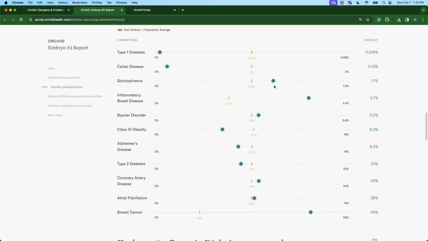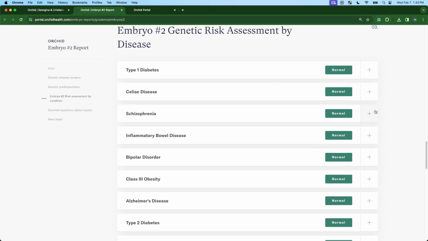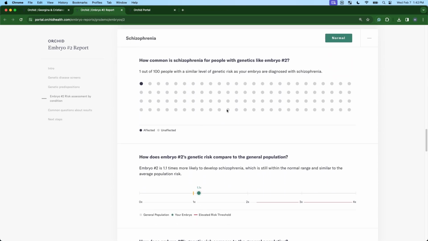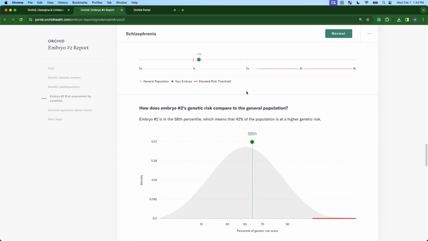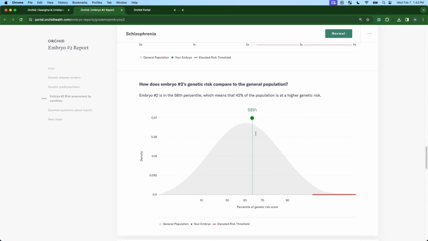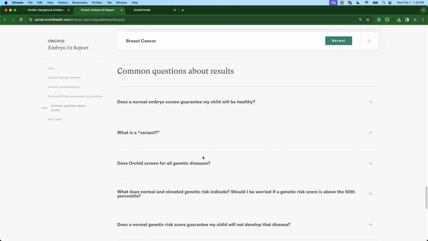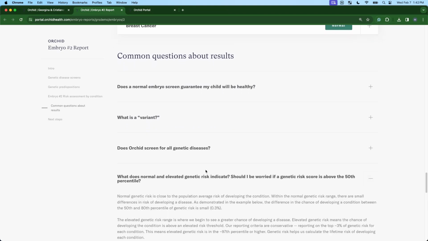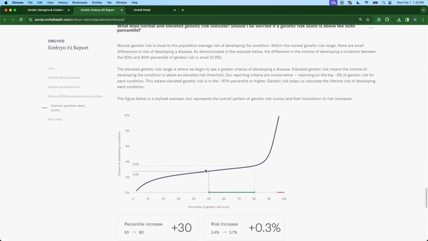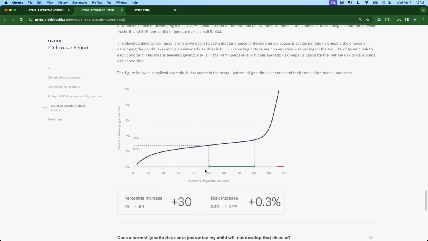You'll also be able to get additional information about each of these diseases. For schizophrenia, the relative risk is 1.1. This embryo is 1.1 times more likely to develop schizophrenia, or 1 out of 100 people with similar genetic risk as this embryo is diagnosed with schizophrenia. This embryo is in the 58th percentile. Embryos are flagged as elevated if they are above the 97th percentile. Throughout the portal, you'll have frequently asked questions as well as other drop-downs that can help you understand this information. And again, of course, genetic counseling is available to review the results in detail.